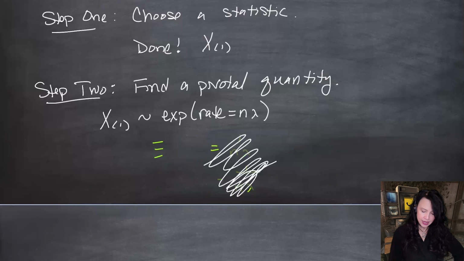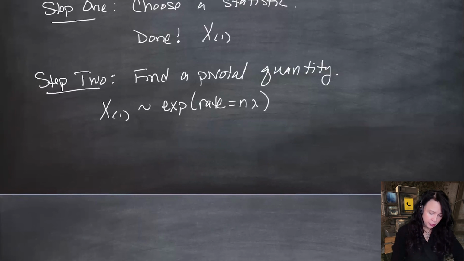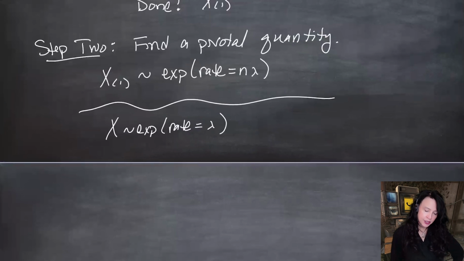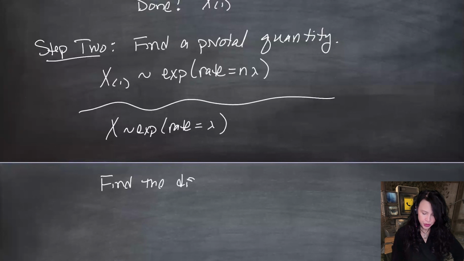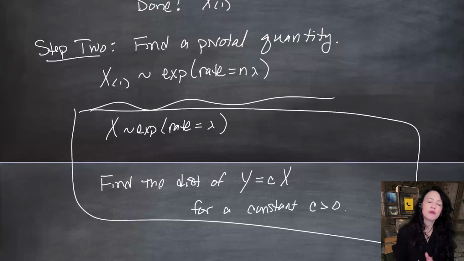So I'm going to leave you with this thought, and we'll finish this next time. To make the notation a little bit easier, suppose you have x exponential with rate lambda. Consider finding the distribution of a new random variable y to be a constant times x for a constant c greater than 0. So why don't you check that out before we come back?